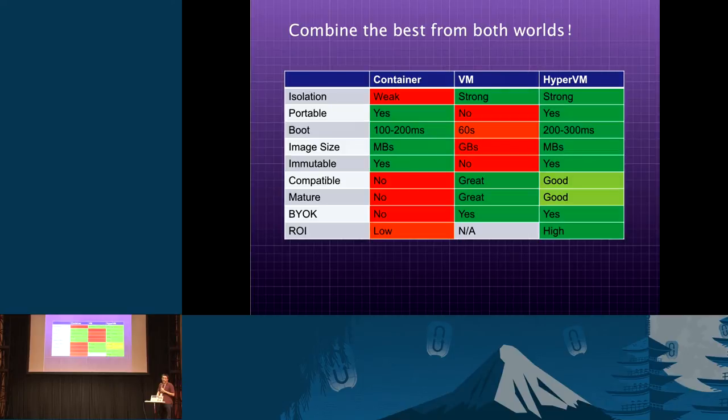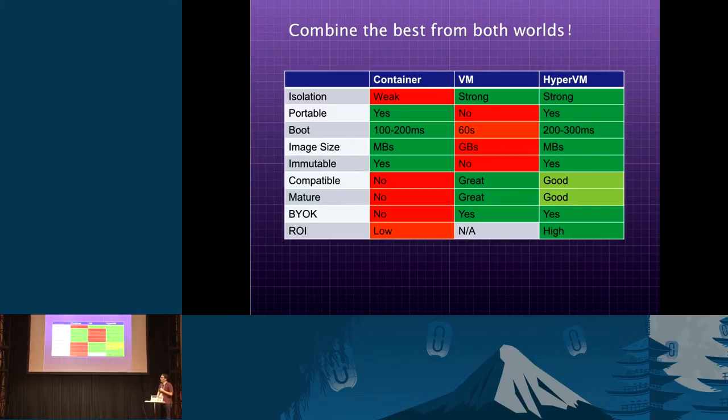And the image size: a Docker image is about tens of megabytes, hundreds of megabytes, that's all. But a full-blown VM is gigabytes, tens of gigabytes. And on the other hand, Hyper using the Docker image is still megabytes. And immutability: a Linux container launched with a Docker image is immutable. But a full-blown VM suffers from configuration drift. You have to use Chef and Puppet, those kinds of tools, to manage the configuration in the VM. And even if you use CoreOS, there might be some configuration drift over time. But with Hyper, by removing the guest OS, we can achieve the same immutability as Docker containers.